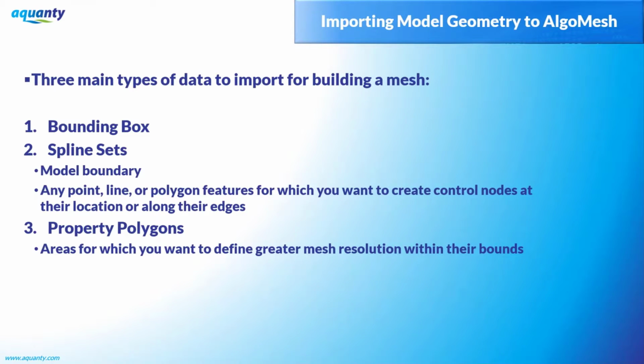So there are 3 main types of data that we'd be importing to build a mesh. The first being the bounding box, which encloses all your input data. The second being spline sets, which are control features on the mesh geometry. This includes your model boundary as well as any point, line, or polygon features for which you want to create control nodes at their location or along their edges. And the third being property polygons. These are areas for which you want to define greater mesh resolution within their bounds, maybe not just necessarily along their edges.